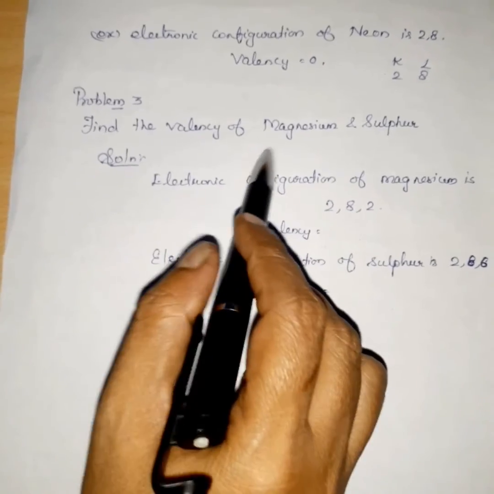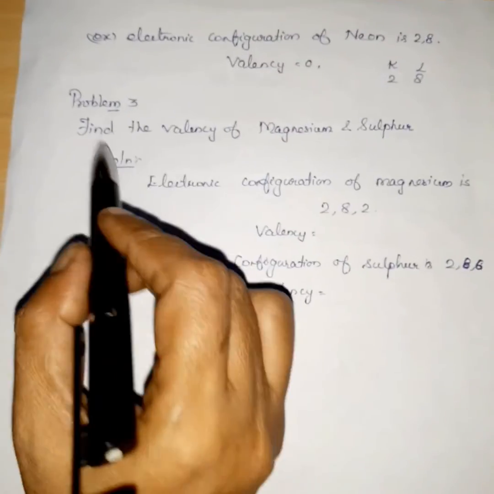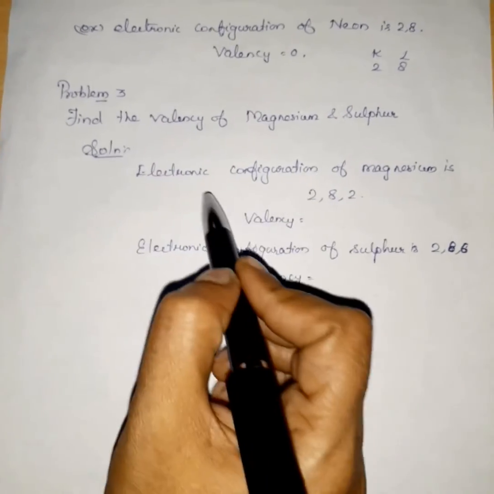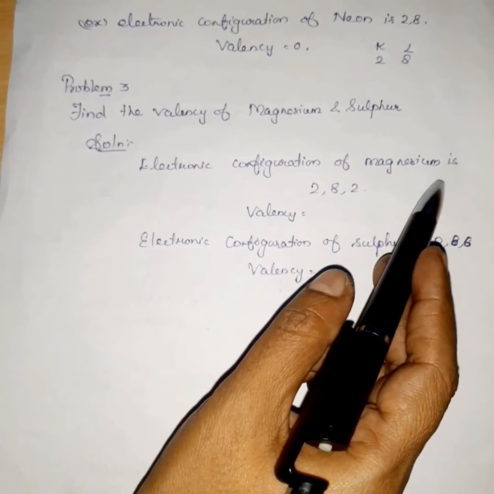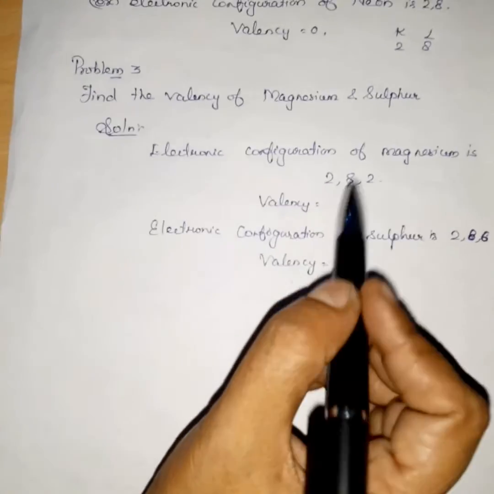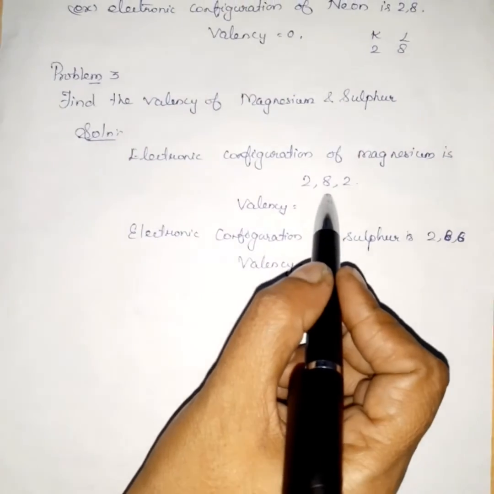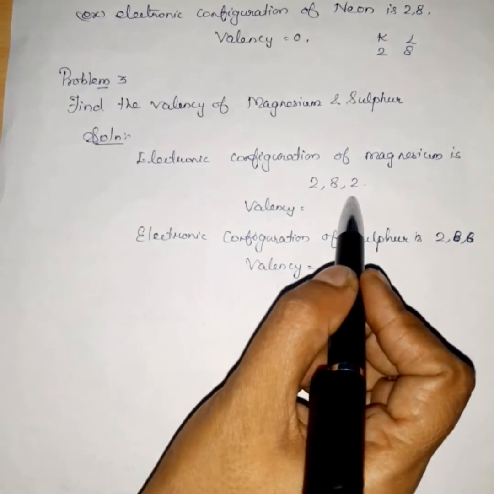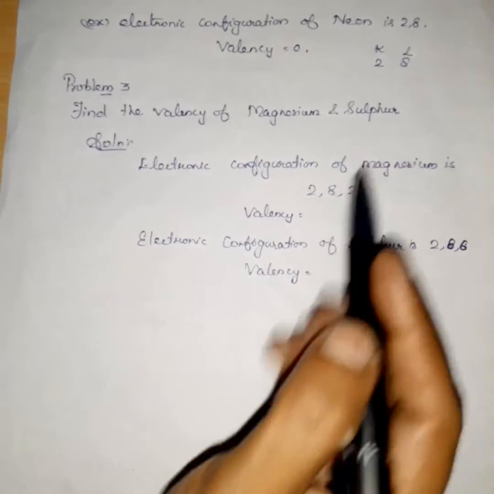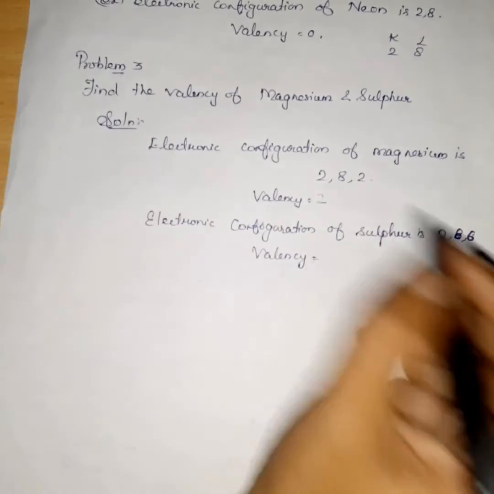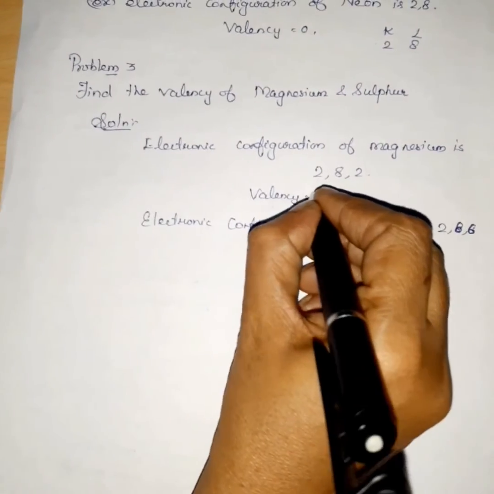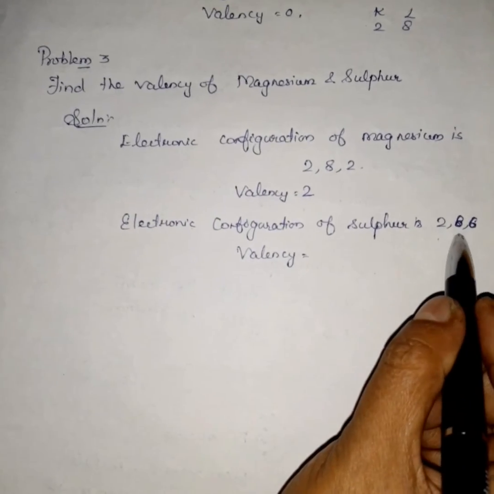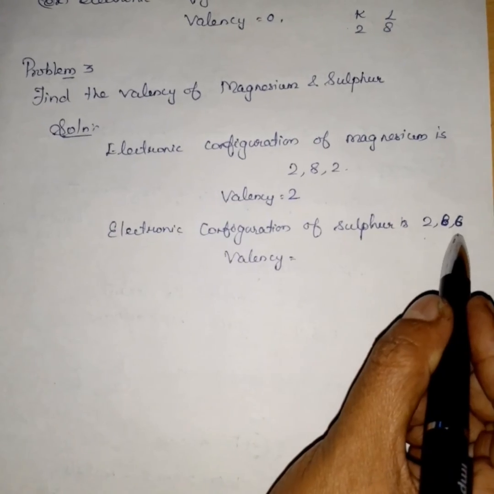Next sum: find the valency of magnesium and sulfur. Solution: first, the electronic configuration of magnesium is 2, 8, 2. So the valency is 2. Next, the electronic configuration of sulfur is 2, 8, 6. So how do you calculate the valency?